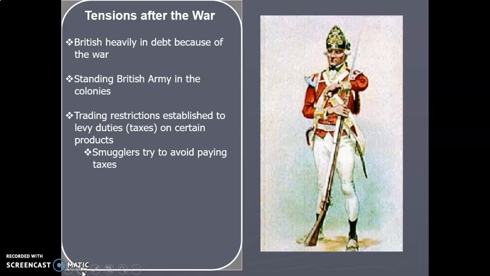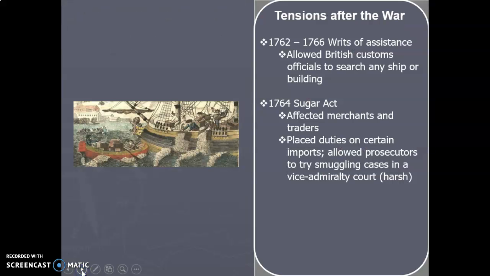Smugglers are going to become big at this time, and they had already been there. It's just the British were not harsh on enforcing the laws. And these smugglers are people who try to avoid paying the taxes. So you need to know what these writs of assistance are. They allow British customs agents to search any ship or building without a search warrant. They could just walk on there and search it.